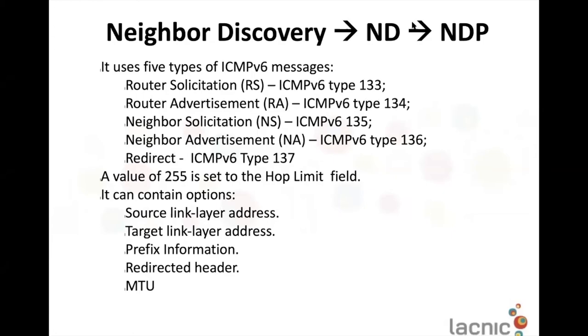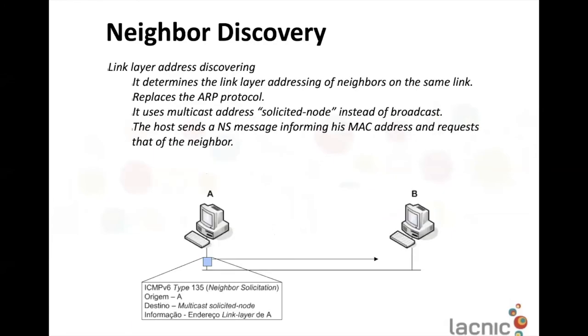This is the type that will be transmitted depending on what I need. Okay, every ICMP packet, when transmitting neighbor discovery, the hop limit will be set to 255, and it can contain this data or more. Basically, this one is very important. Remember, this is the core of IPv6. If you really want to implement and deploy IPv6, you need to fully understand this.